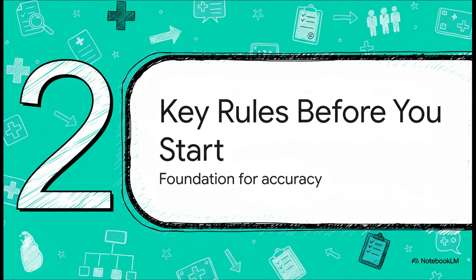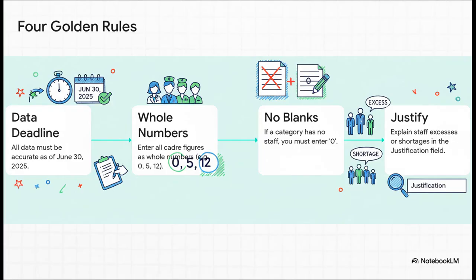Let's move on to section 2. Now, before you even think about typing a single number, let's go over a few golden rules. Seriously, getting these right from the get-go is the secret to clean, accurate data, and trust me, it's going to save you a lot of headaches later on. And here they are, just 4 simple rules.